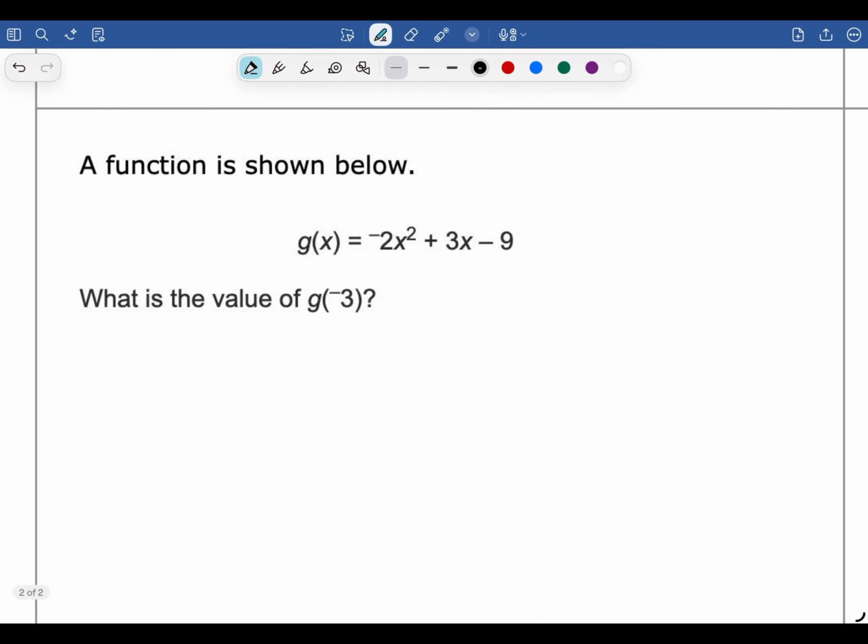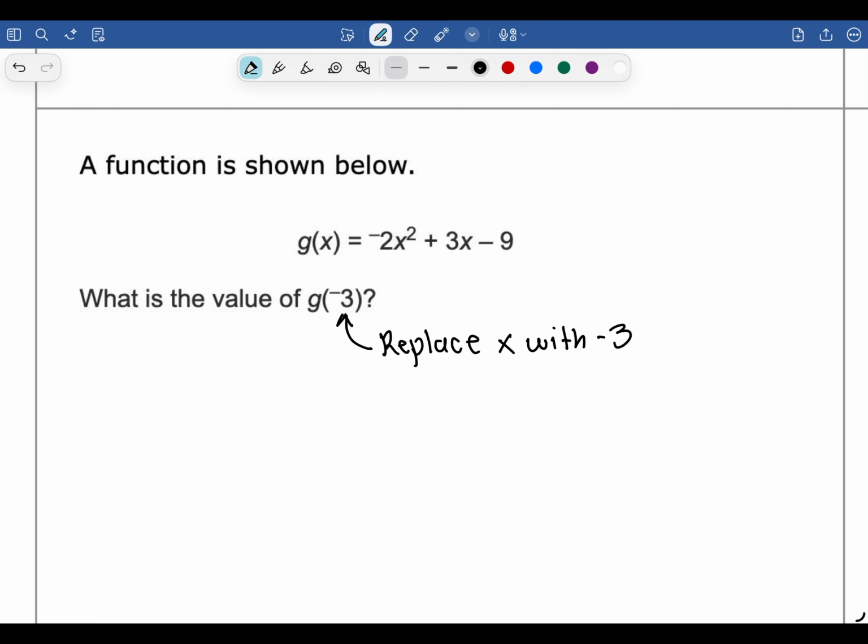In example 3, it says a function is shown below. g of x is equal to negative 2x squared plus 3x minus 9. What is the value of g of x when x is negative 3? So when we're looking at the problem, we got to remember that they told me what to replace it with. So I'm going to replace x with negative 3 in this one.